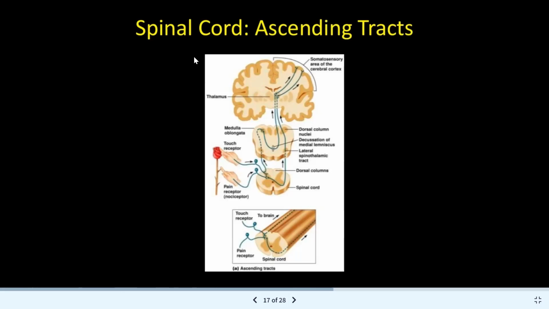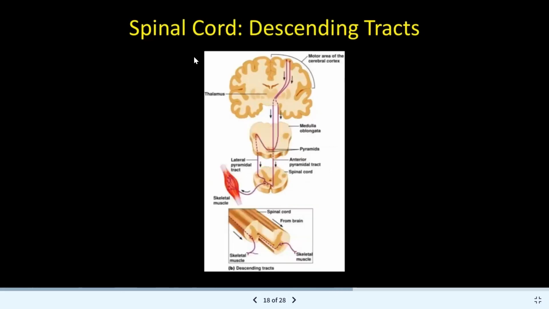Further, if you see this one, this nerve is related to touch receptors as well as pain receptors. Pain is regulated by the somatosensory areas of the cerebral cortex. The touch receptor below is connected to the brain. The pain receptor is connected to the spinal cord. So these are very important parts and they are regulated by each other.